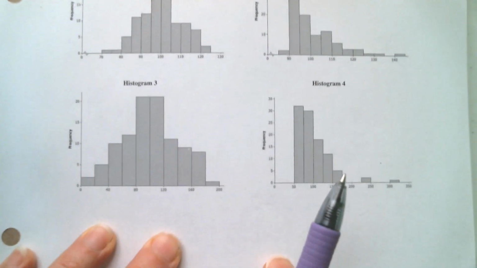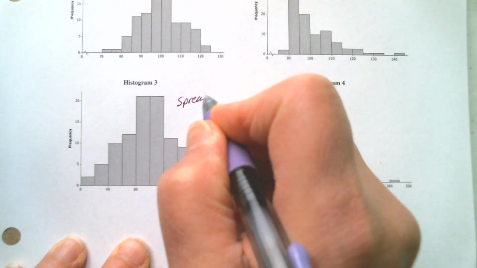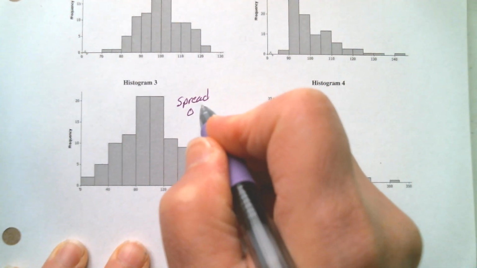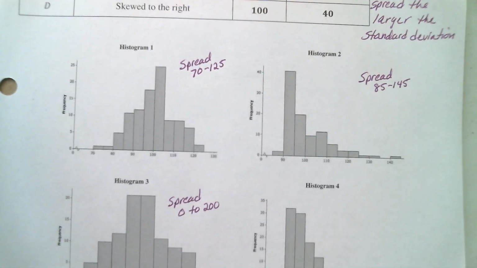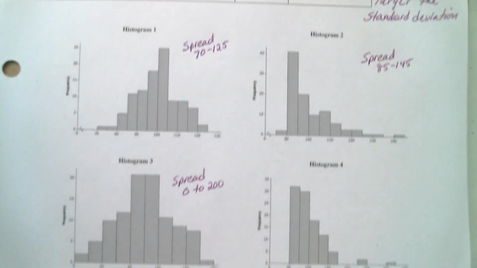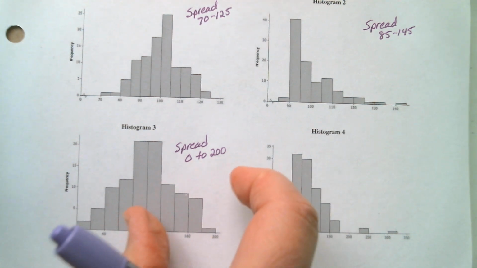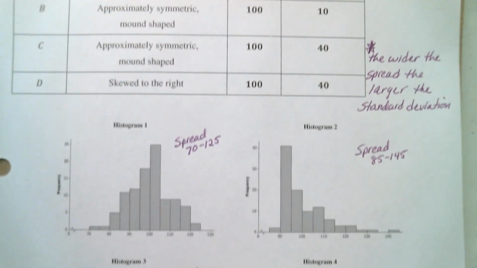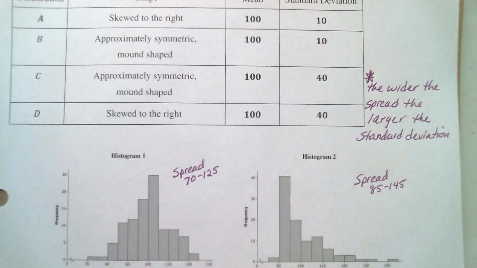Histogram 3, what's its spread? 0 to 200. Well, that's a much larger spread than histogram 1 or 2. All right, so because this is a much wider spread, this is going to have the larger standard deviation. So this is going to have a standard deviation of 40 as opposed to a standard deviation of 10.